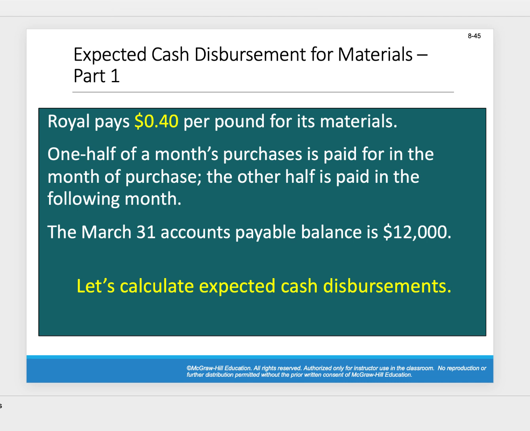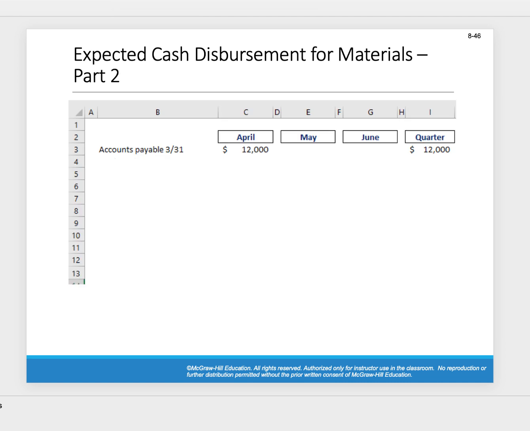So in order to do that, we know that it's 40 cents per pound. We know that we have a certain amount in April that we have to pay from March. And as a company, we have a policy of whenever we purchase something, we pay half the price or half the cost in the month of the purchase. We pay the other half the following month. Okay, cool. So how do I do the cash disbursements?